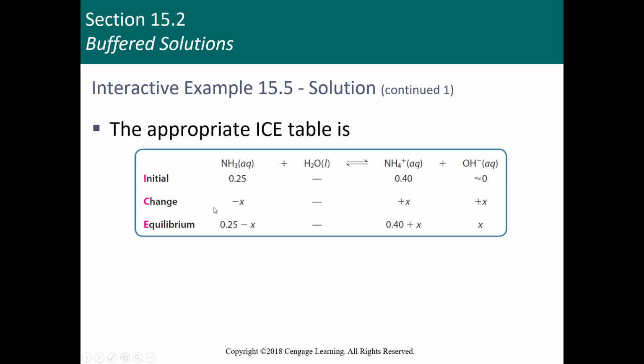I cannot make the reactant because I don't have any OH minus to make it. All right, so 0.4 plus x. This doesn't start with any significant amount, so we'll just go x for the equilibrium concentration there.